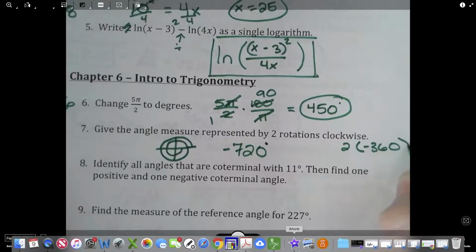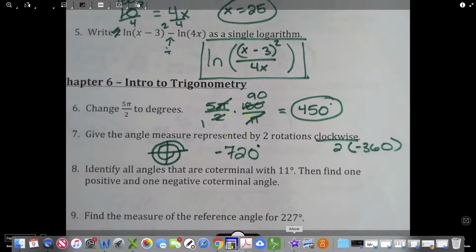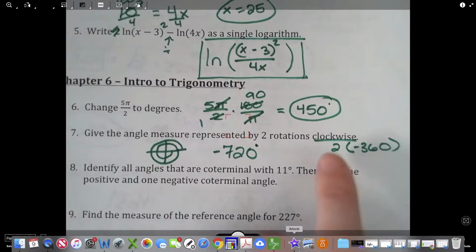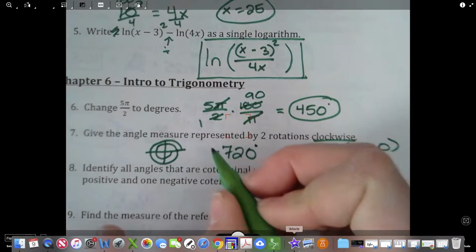Basically a way of thinking about this is 2 times negative 360 because it's clockwise. Let's say I had 1.5 rotations clockwise. You would just say 1.5 times negative 360, right? Just make sure that if I say clockwise, it's negative. If it's counterclockwise, it's positive, yeah? So negative 720, pretty easy.